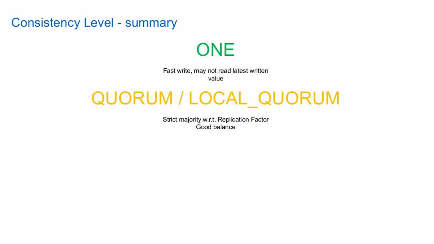Quorum or local quorum. What's local quorum? You see, you have multiple data centers. You can say local quorum. That means I, the application server, am in this data center. So I want to create a quorum only in my data center. The other data center can be replicated asynchronously. Local quorum. There's another one called each quorum, which essentially guarantees quorum in every single data center.